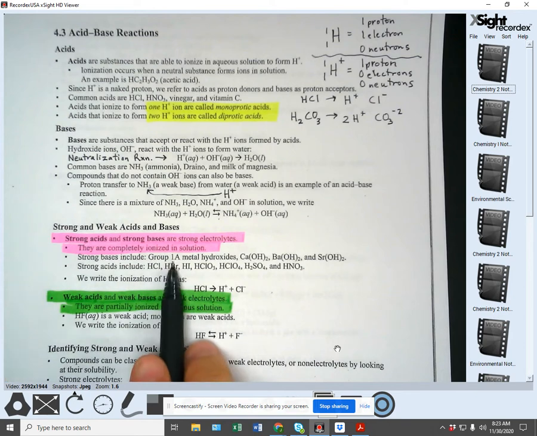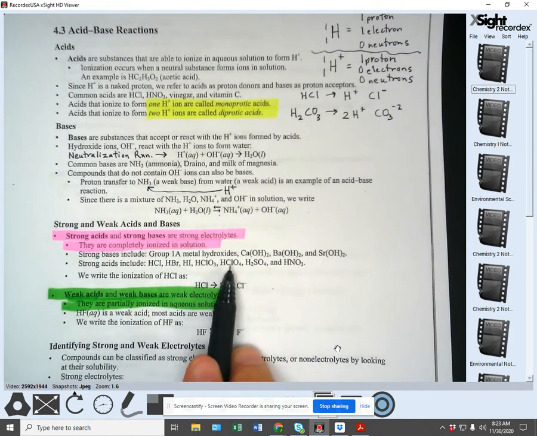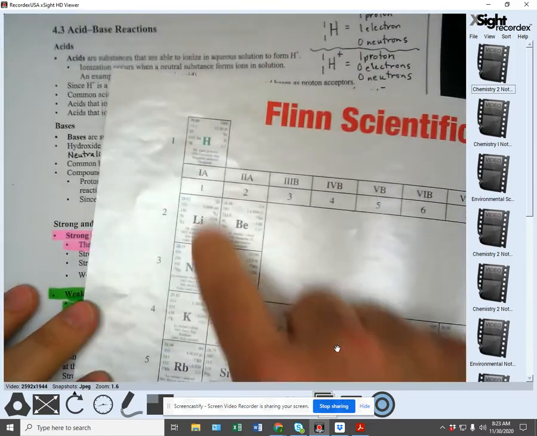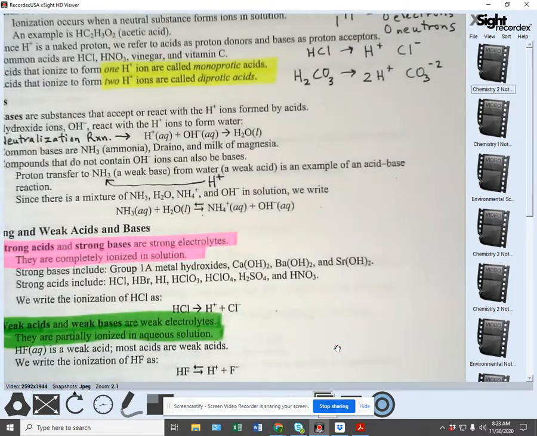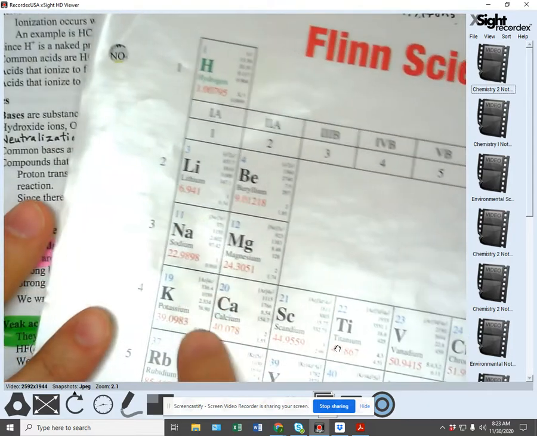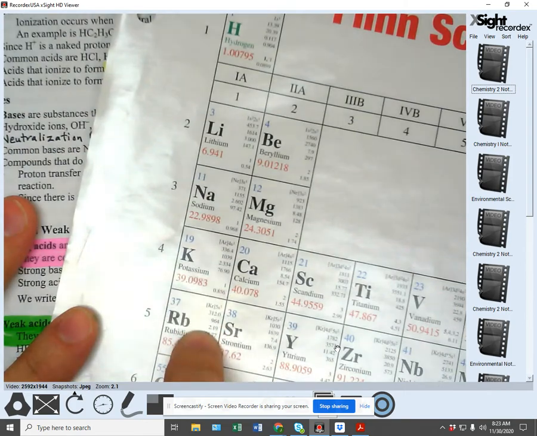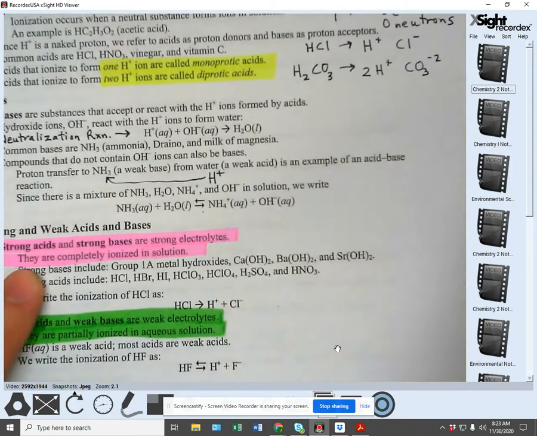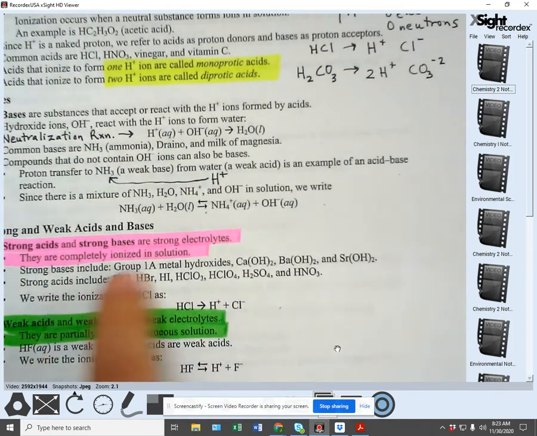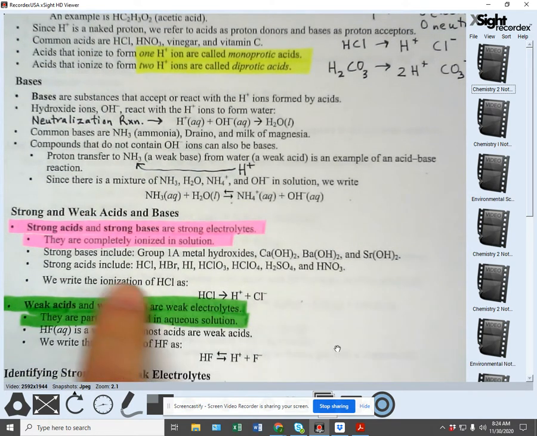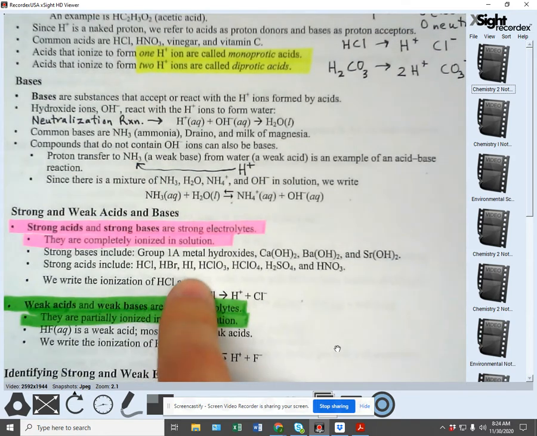Strong bases include group 1A metal hydroxides. So when it's talking group 1A metal hydroxides, what that's referring to is anything that is in group 1A here, hydrogen, or well, it won't be hydrogen, that's water, but lithium, sodium, potassium. If these are combined with a hydroxide, those will be strong bases. Calcium hydroxide, barium hydroxide, strontium hydroxide, a couple that are in the second column. Some strong acids: hydrochloric, hydrobromic, hydroiodic.